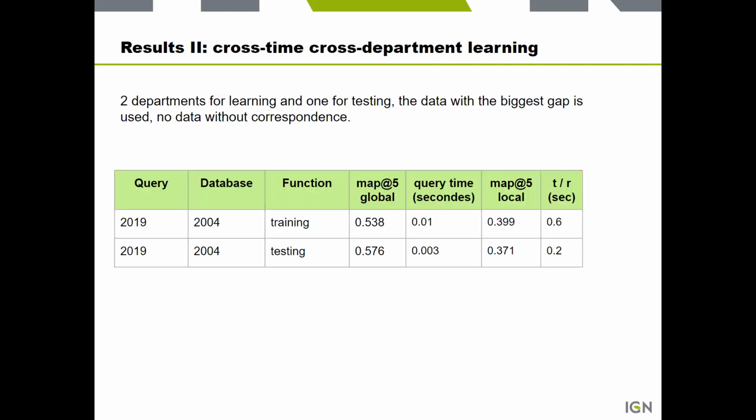Then the second experiment, where we use 2 departments for learning and 1 for testing, and we use the data for the biggest gap between them, that is to say the years 2019 and 2004. We trained the algorithm this way on 2 regions and tested on the third remaining region, which was never seen during the training. And these are the results.